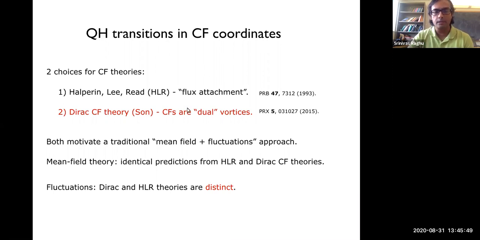Now, both approaches can be used. They both motivate a much more systematic approach to this problem, a traditional mean field plus fluctuations approach that we teach in our statistical mechanics classes for phase transitions. And it turns out that within mean field theory, both composite fermion theories give identical predictions, okay? But they differ in an interesting way when you include fluctuations and go beyond mean field theory. And I'll touch on that as I go along. Okay, so I'm going to predominantly use the Dirac composite fermion theory.